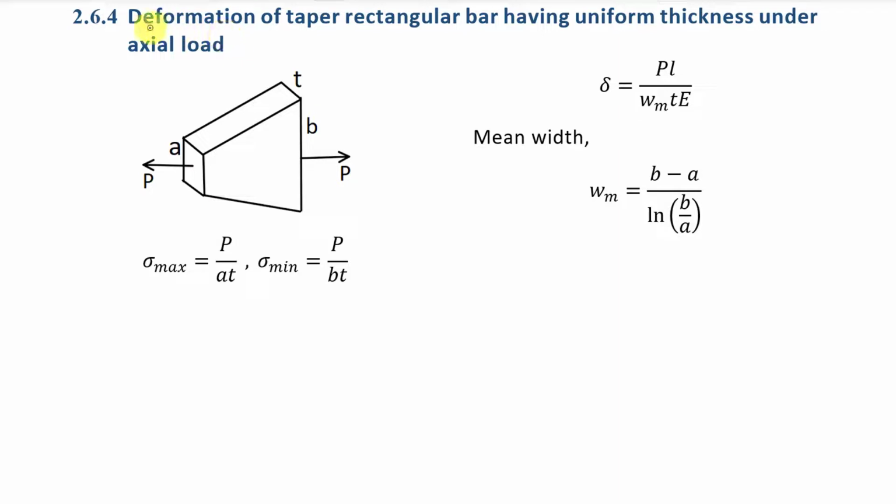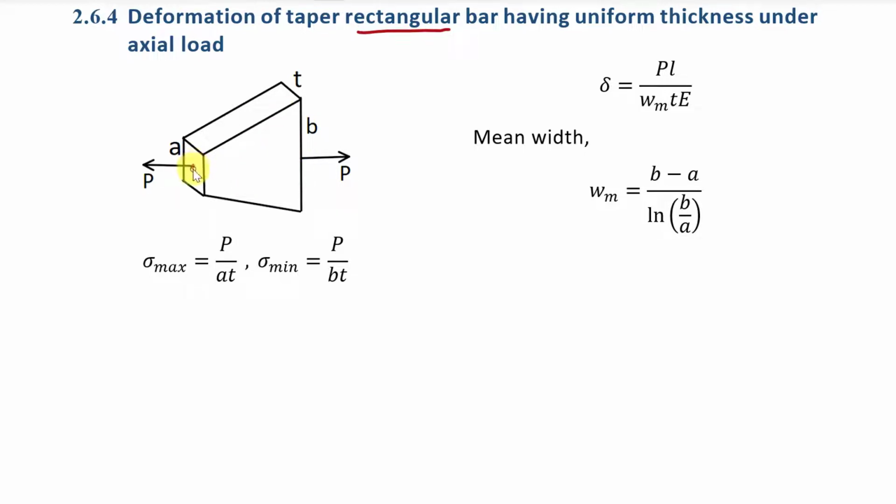Next we are going to find the deformation of a taper rectangular bar having uniform thickness under axial load. Here this is a bar of length L and the cross section of this bar is rectangular. It is having constant thickness, that is T, throughout the length, but the other dimension is changing from value A to value B. We apply axial load P on this body, and due to that there will be deformation in the body. We can also derive the equation of deformation for this case.